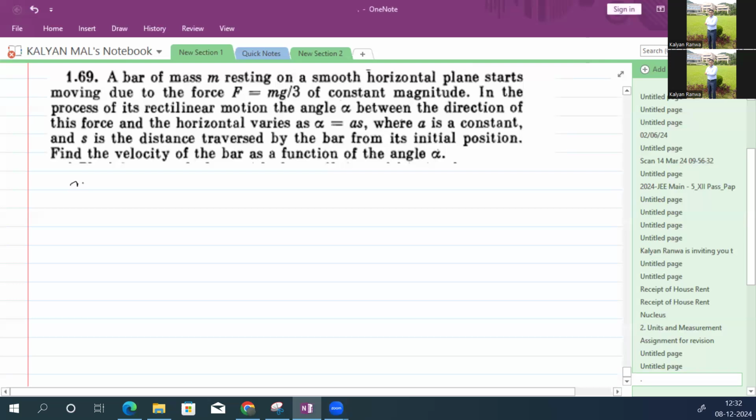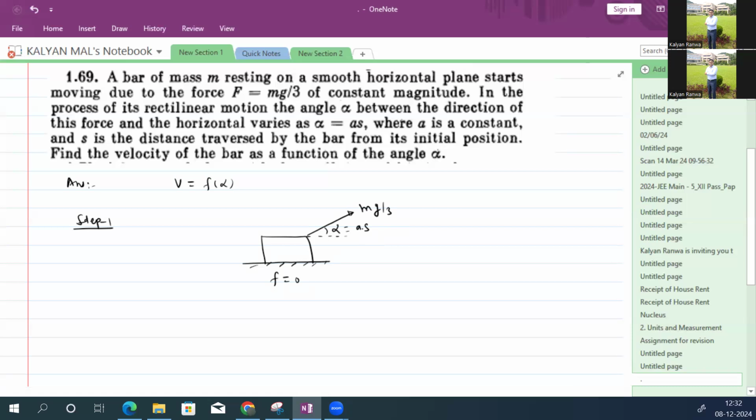So in the question, we need to find the velocity as a function of alpha. First of all, we will draw the free body diagram. Step one: the question gives a bar of mass m, and this is the bar, suppose, on a smooth surface. This surface is smooth, that means there is no friction, and a force mg by 3 is applied at angle alpha, and the value of alpha is given as as, where a is a constant and s is the distance traveled by the bar. Okay, so find the velocity.